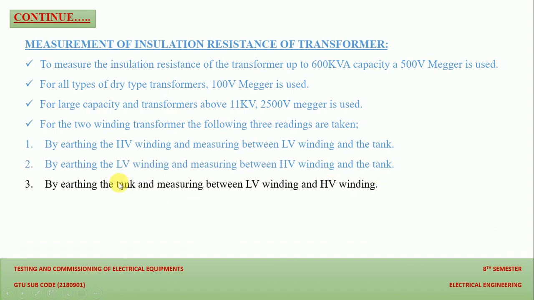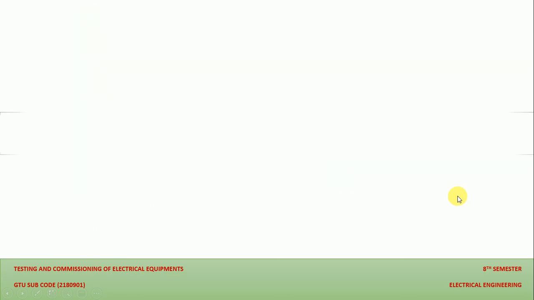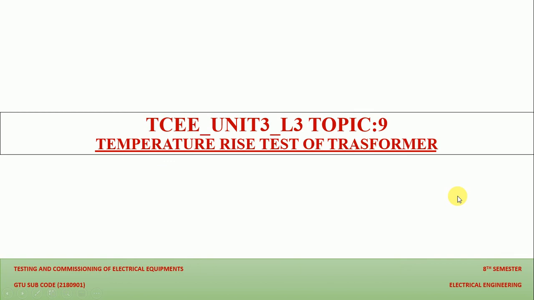And by earthing the tank and measuring between the LV winding and HV winding, from all these three points we can accurately check the insulation resistance of the conductor, and whether there is any leakage or not. We can check that with the help of these three methods. So these are the methods that we use for the measurement of insulation resistance.